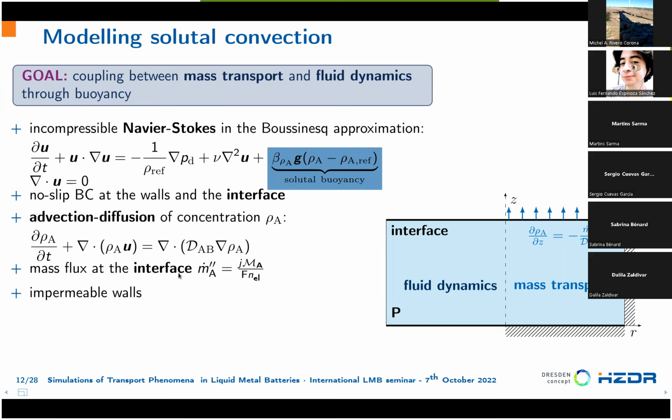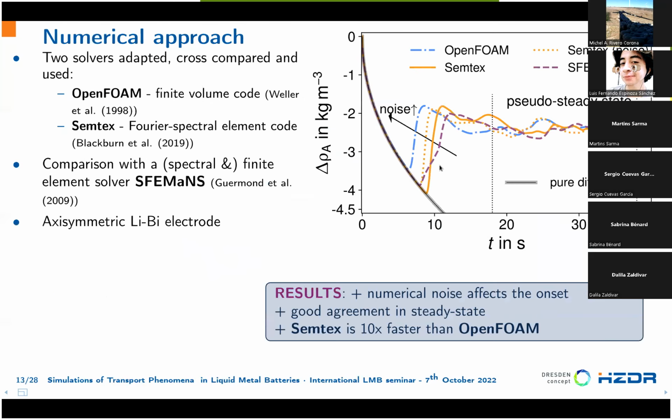We impose at the interface this mass flux as discussed, and the lateral walls are assumed to be impermeable, so no lithium can leak from the lateral walls of the electrode, and all the interfaces are assumed no slip. And yeah, we will relax this condition for the interface with the molten salt later. It's important to say that now we are only focusing on the bottom layer of the battery, so we are only studying the positive electrode.